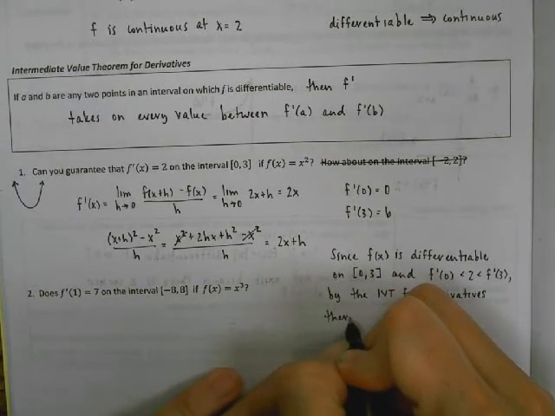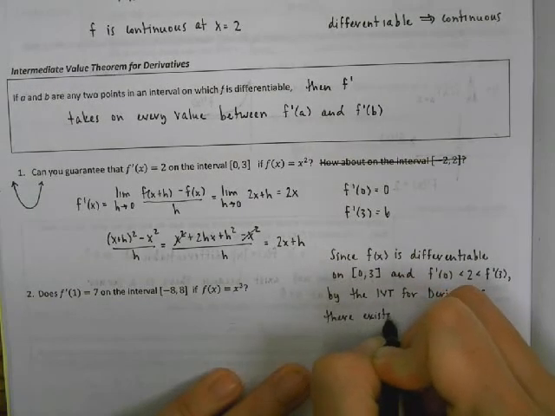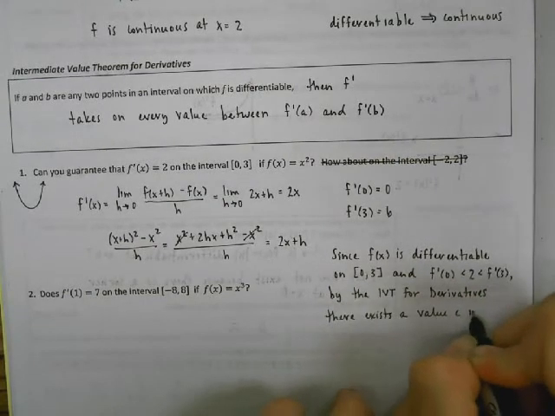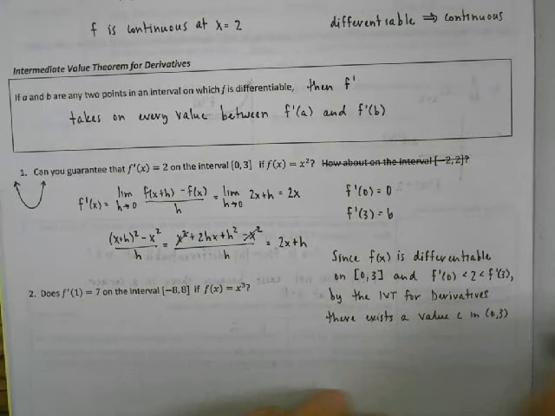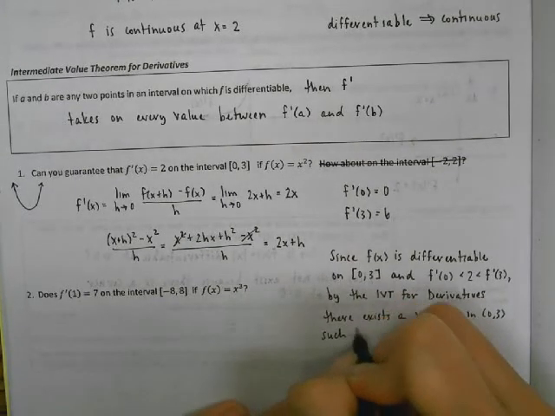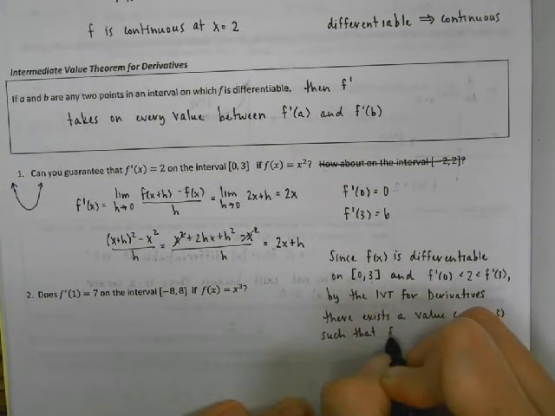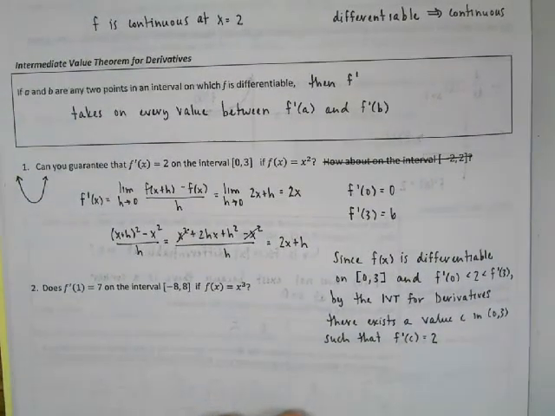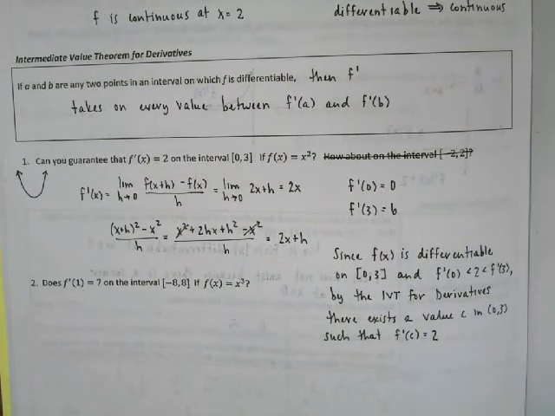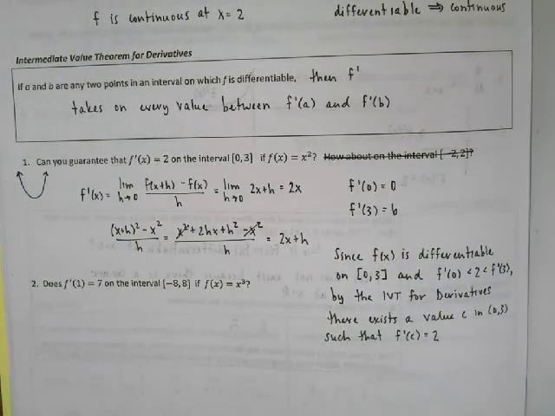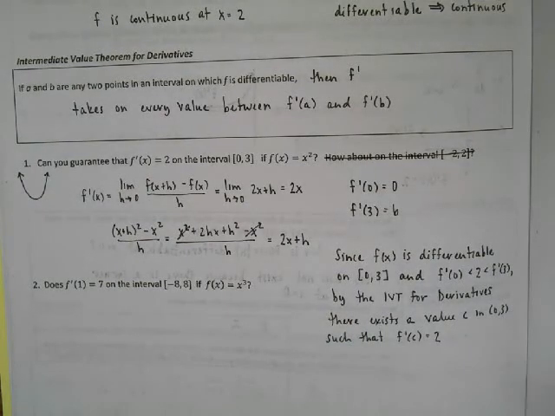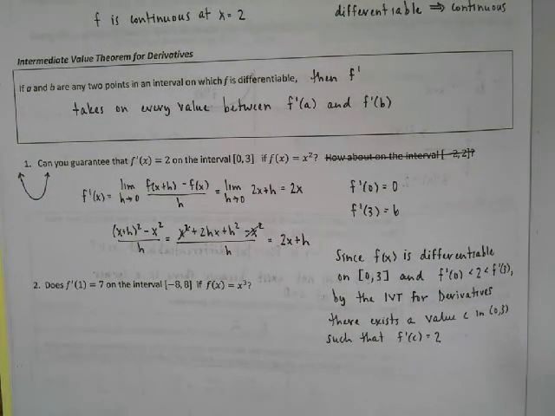there exists a value c in that interval such that f prime of c is equal to 2. We're guaranteeing that the derivative takes on the value of 2 in that interval. So again, just like IVT in Chapter 2, this is just something you're going to have to memorize as far as the formatting of that answer. The nice thing is that they're very similar in their structure.